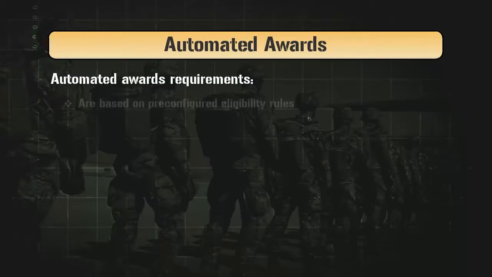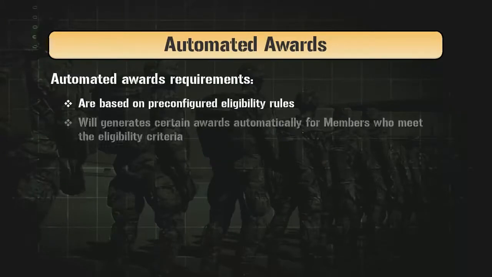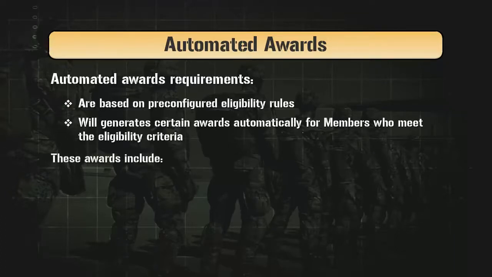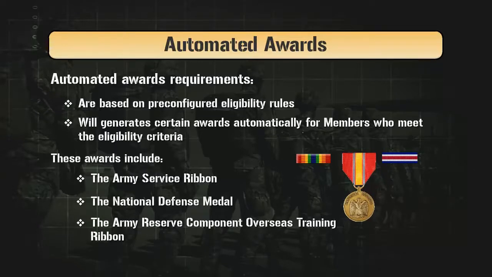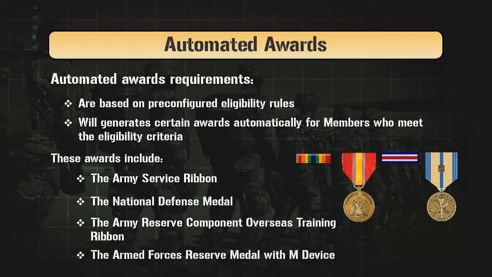Automated awards requirements are pre-configured eligibility rules that will automatically generate certain awards for members who meet the eligibility criteria. These awards include the Army Service Ribbon, the National Defense Medal, the Army Reserve Component Overseas Training Ribbon, and the Armed Forces Reserve Medal with M device. Once the member meets eligibility requirements, the system automatically generates the award and updates the member's record. System-generated awards can be checked using the My Profile tile.